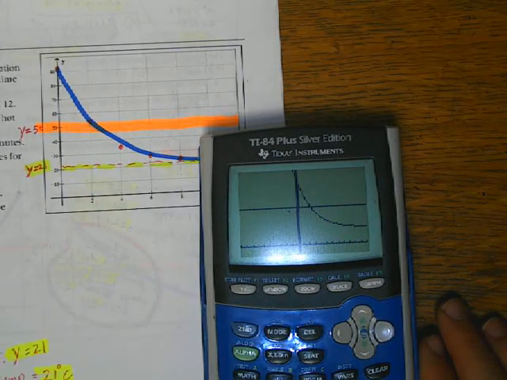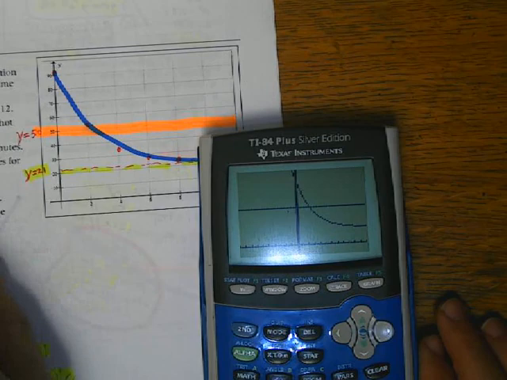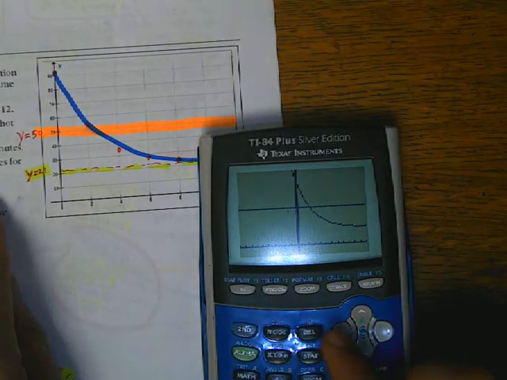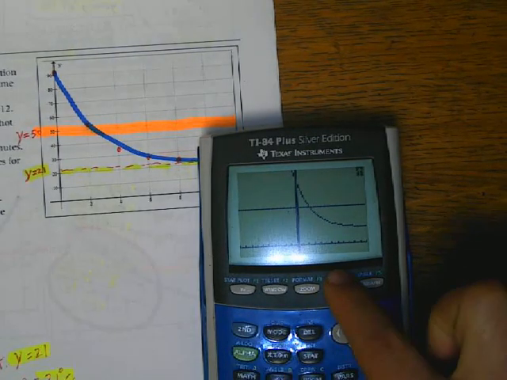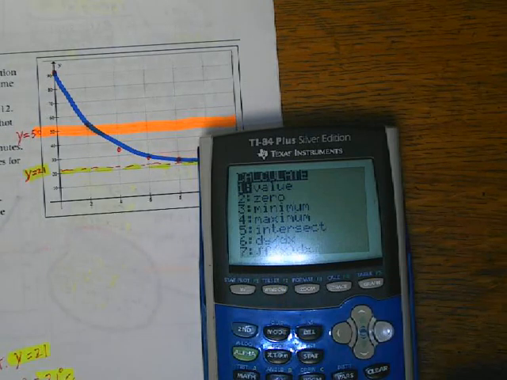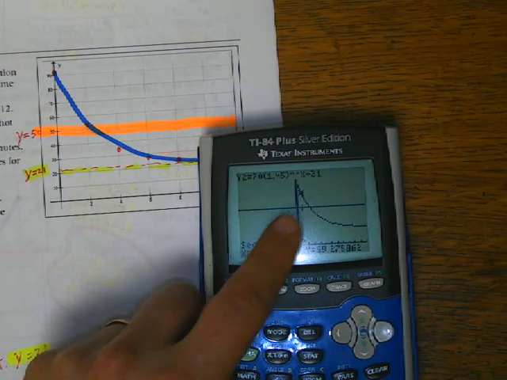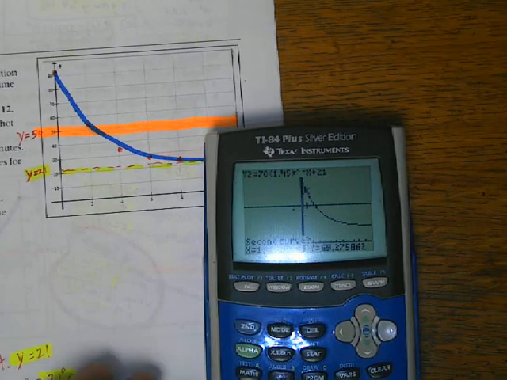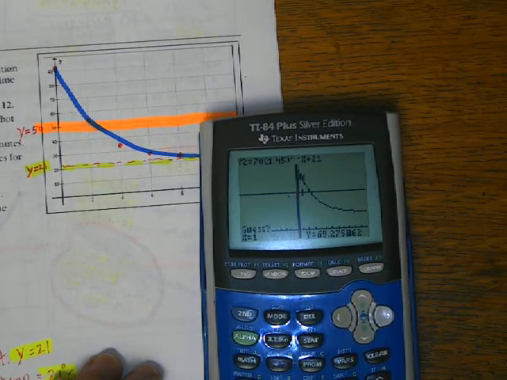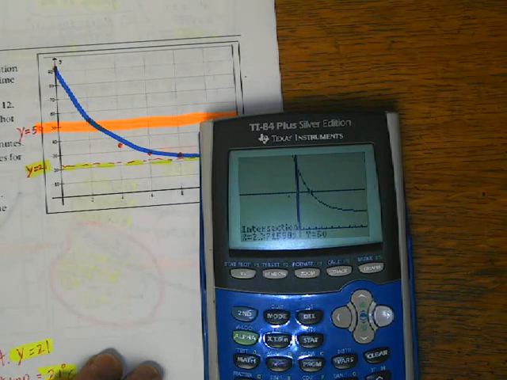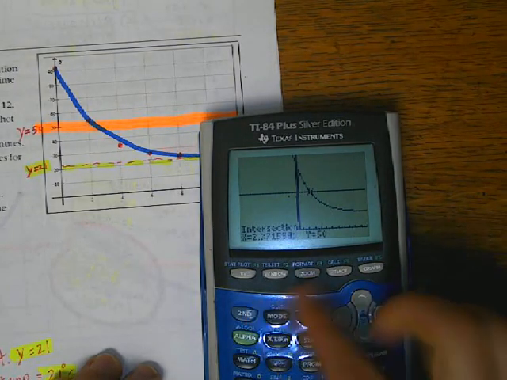So the number of minutes it takes for the hot chocolate to reach 50, we need to figure out the intersection. Second trace, 5 for intersect. First curve, I hit enter. Second curve, it's the other equation, I hit enter. It says guess, I hit enter, and my intersection is 2.37.